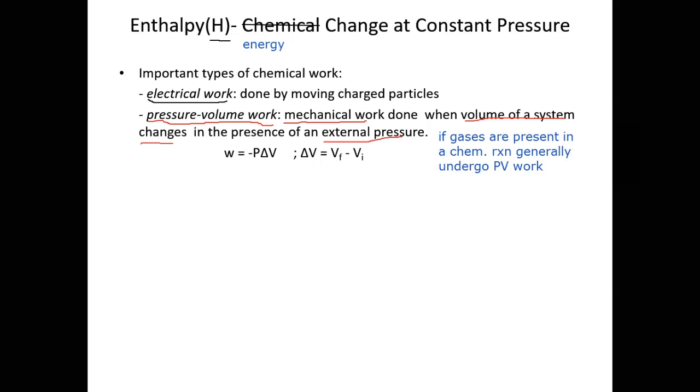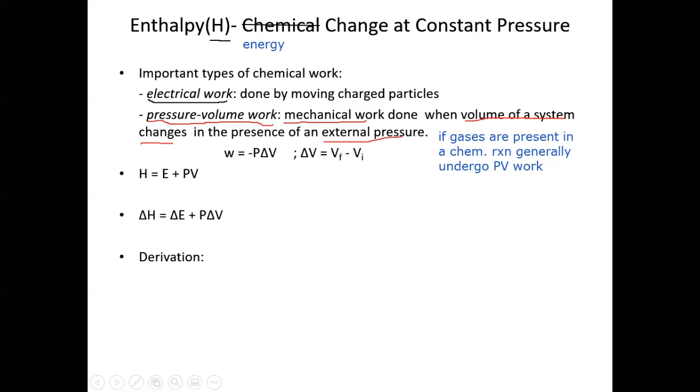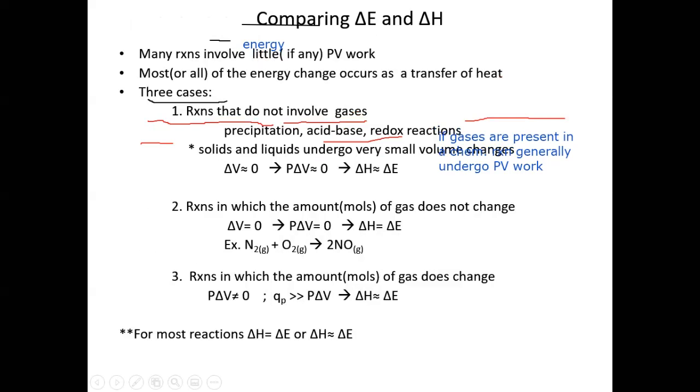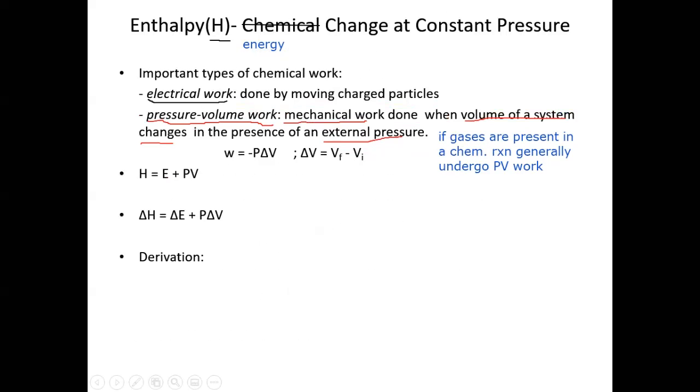In chemistry, we look at enthalpy, and enthalpy is equal to the internal energy plus the work. Now we rewrite that, and we get delta H equals delta E plus P delta V. Let's scratch that and do the derivation of this so we don't have to worry about that. The change in enthalpy is equal to the change in internal energy, delta E, plus P delta V.